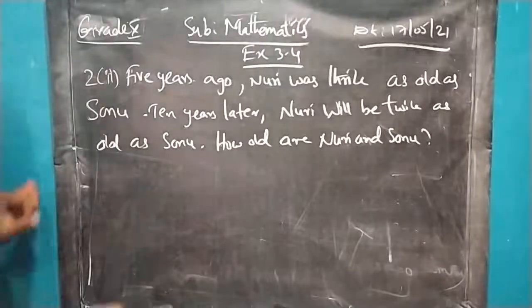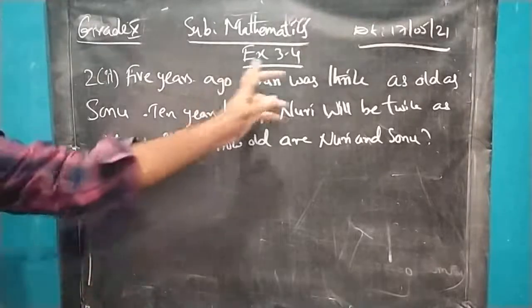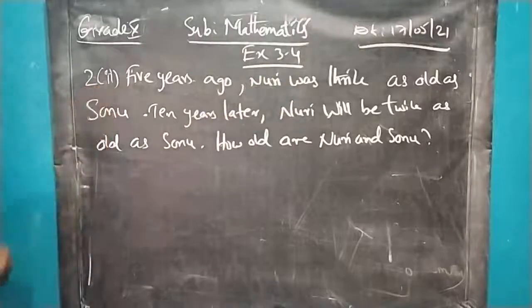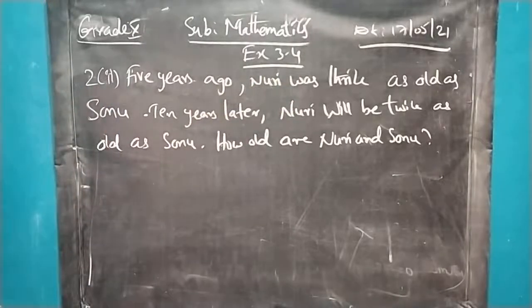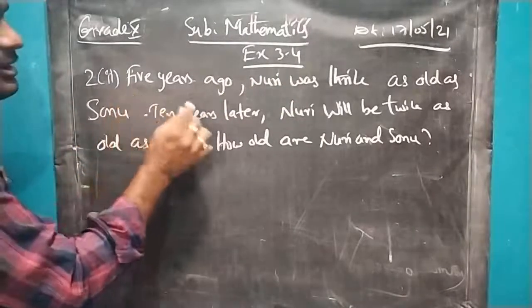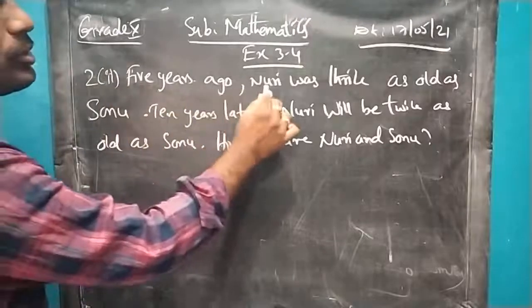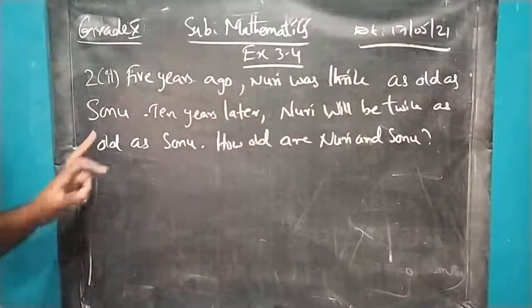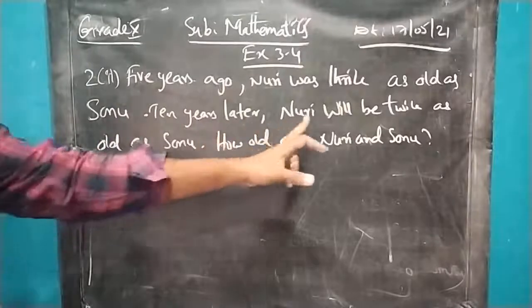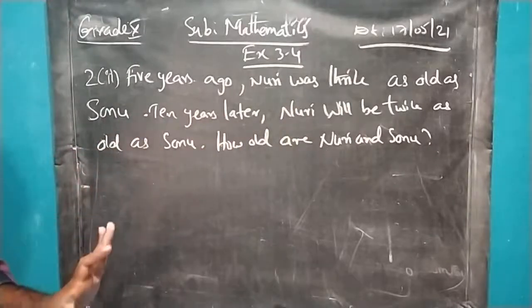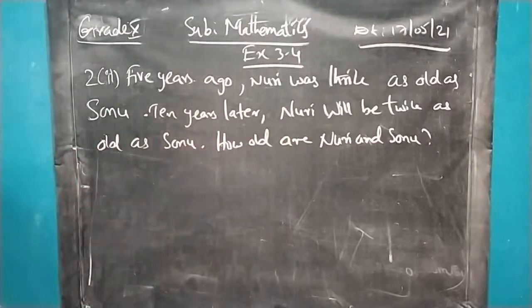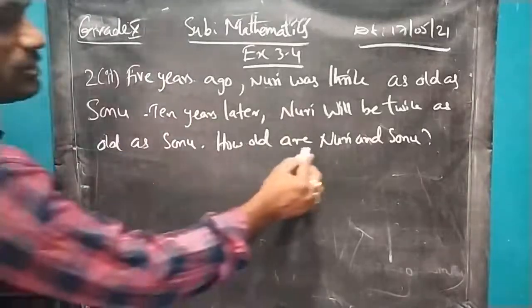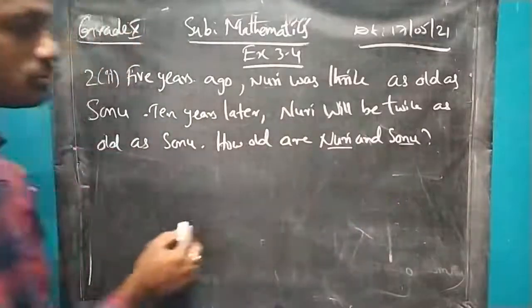Very good morning, students. Today we will be seeing another question of exercise 3.4, second bit, second question. It is an ages related question. In the question, 5 years ago, Nuri was thrice as old as Sonu. 10 years later, Nuri will be twice as old as Sonu. So how old are Nuri and Sonu? He's asking to find out the ages of Nuri and Sonu.